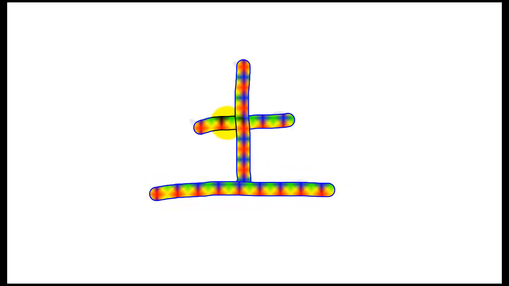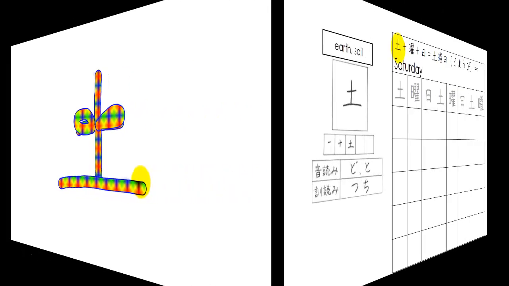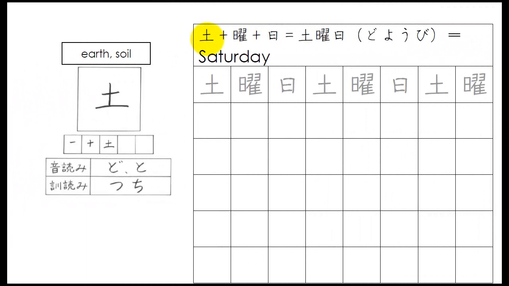And the way that you can remember this is 2 little leaves there growing up out of this stem, which is growing up out of the ground, and that means dirt or place or soil. And when you use it as a day of the week, it's pronounced do. We add yo, bi to get do yo bi. Do yo bi. Saturday.